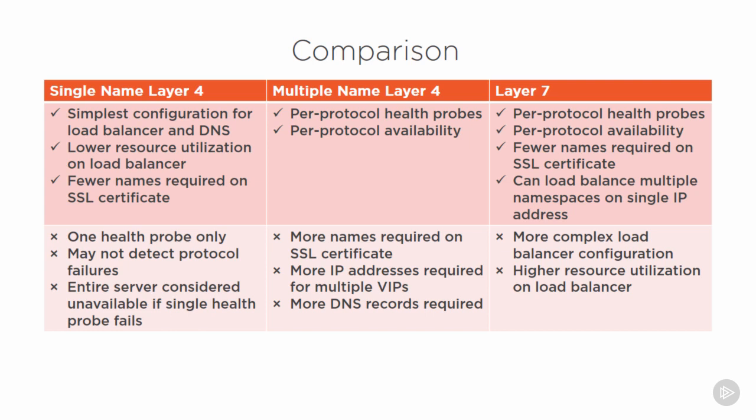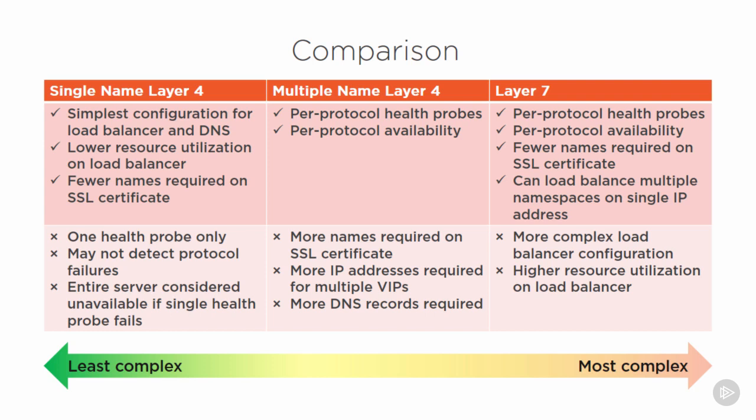Now, comparing all three of these methods, the best way to think of it is that single name layer 4 is the least complex and layer 7 is the most complex. And generally speaking, you want the least complexity possible in your Exchange deployments. But all of those ways of doing it are perfectly valid.